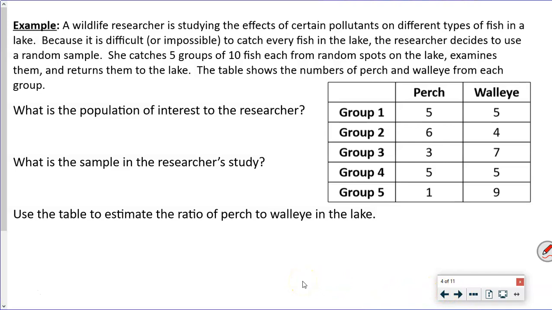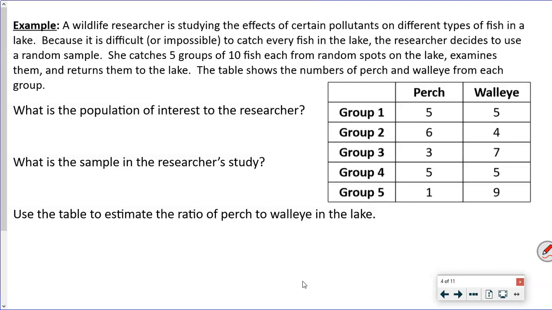Here's our example. A wildlife researcher is studying the effects of certain pollutants on different types of fish in a lake. Because it's difficult and probably impossible to catch every fish in the lake, the researcher decides to use a random sample. She catches 5 groups of 10 fish each from random spots in the lake, examines them, and returns them to the lake. The table shows the number of perch and walleye from each group.